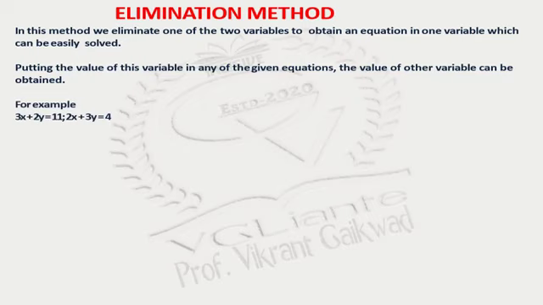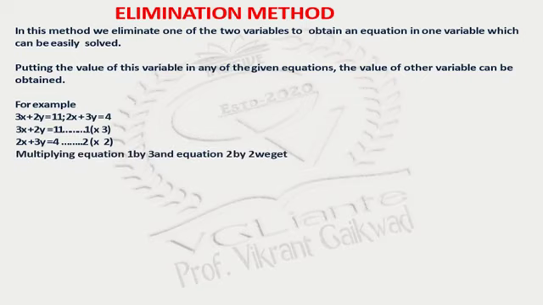For example, 3x plus 2y equals 11, 2x plus 3y equals 4. 3x plus 2y equals 11 is your first equation. We're going to multiply this equation with 3. Second equation, 2x plus 3y equals 4. This you're going to multiply with 2. Multiplying equation 1 by 3 and equation 2 by 2, we get the third equation.